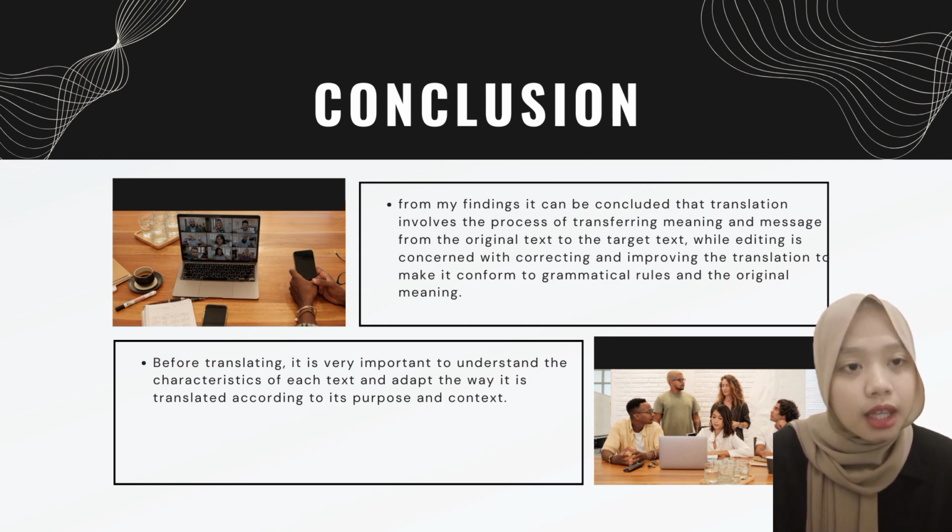Before translating, it is very important to understand the characteristics of each text and adapt the way it is translated according to its purpose and context.